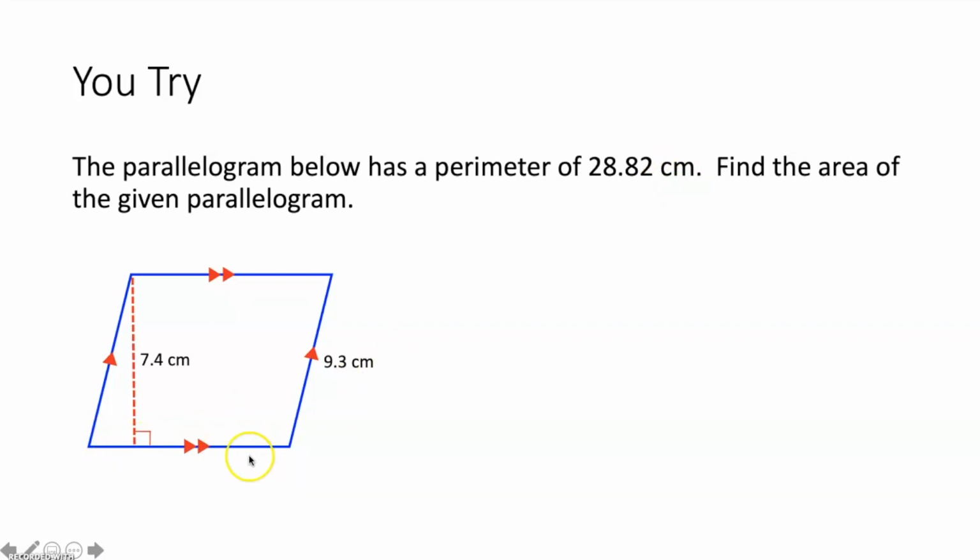So how do we figure out what this side length is? Well, we're going to have to use the perimeter that we're given. And we know the perimeter of a parallelogram is just all of these side lengths added together. Well, we're only given one side length, so we need to find these missing side lengths. Well, in a parallelogram, you know that both pairs of opposite sides are congruent. So if this side length is 9.3 centimeters, then the side length opposite that would also be 9.3 centimeters. If we don't know either of these opposite side lengths, then we're going to give them a variable. We're going to call them x. Now what we can do is set up a perimeter equation where the perimeter of this parallelogram is equal to all of these side lengths added together.